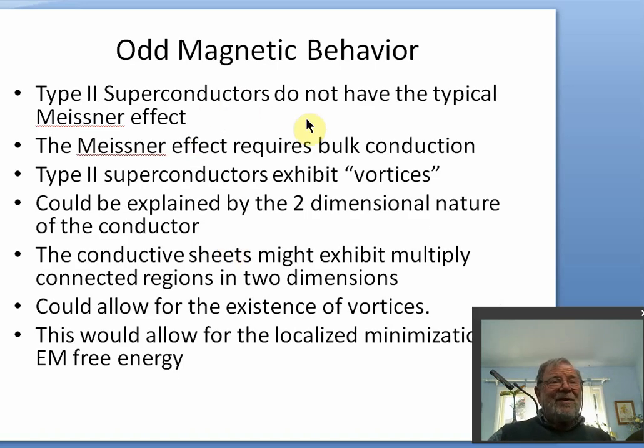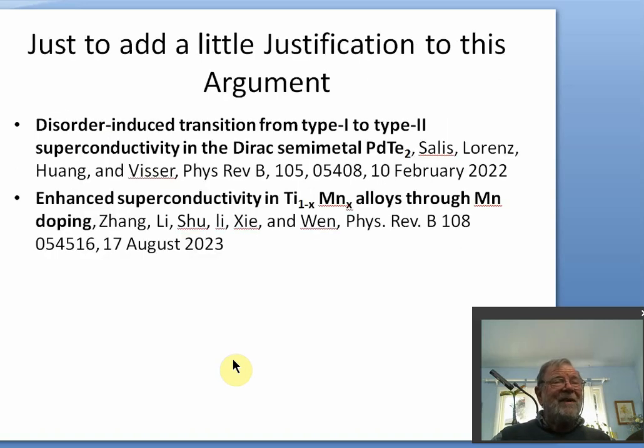Type 2 superconductors do not have the typical Meissner effect. The Meissner effect requires bulk conduction. Type 2 superconductors exhibit vortices. This could be explained by the two-dimensional nature of the conductor. The conductive sheets might exhibit multiply connected regions in 2 dimensions. This could allow for the existence of vortices. This would also allow for the localized minimization of electromagnetic free energy.